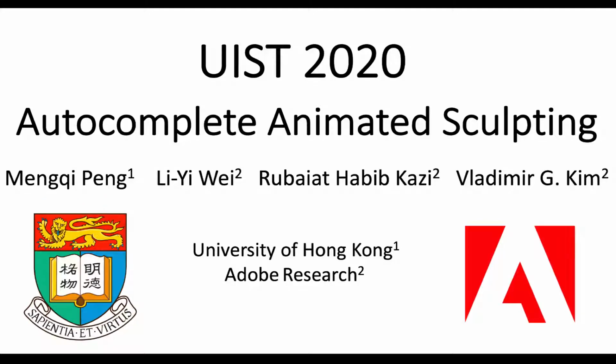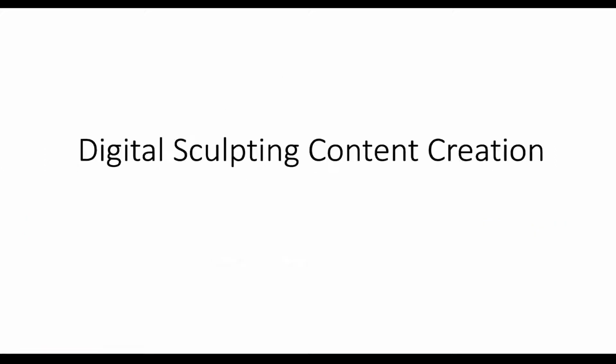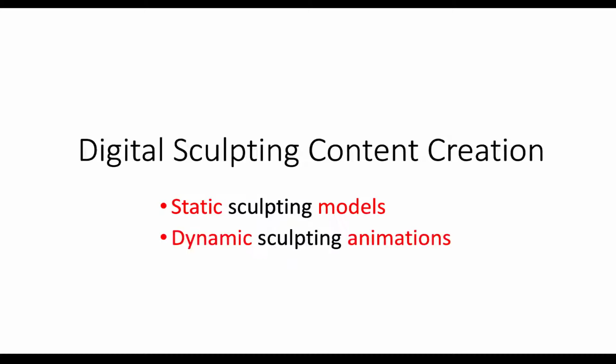Hello everyone, today we are going to present our paper, Autocomplete Animated Sculpting. Sculpting content can be divided into two categories, static sculpting models and dynamic sculpting animation. However, it requires high artistic expertise and manual labor.